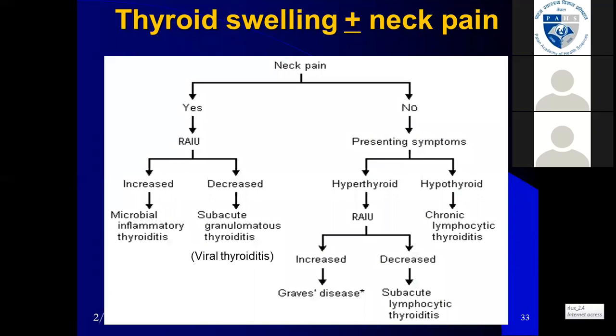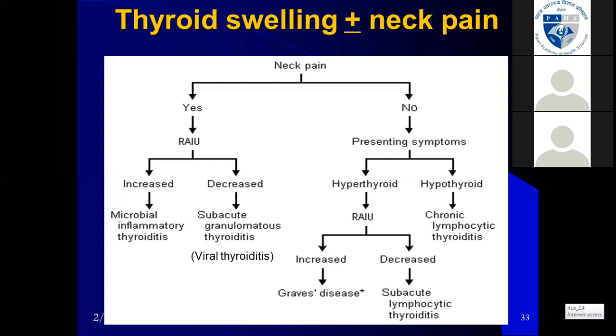The thing is, if the patient is having thyroid swelling, and either there is neck pain present or not, from this the algorithm goes on like, if there is thyroid swelling with neck pain, if yes, then we have to go for the radioactive iodine uptake test, and if it is increased, then there could be microbial inflammatory thyroiditis, like bacterial thyroiditis. It could be streptococcal, staphylococcus, or enterobacter. Or if the RIU is decreased, then it could be viral thyroiditis, also known as subacute granulomatous thyroiditis.